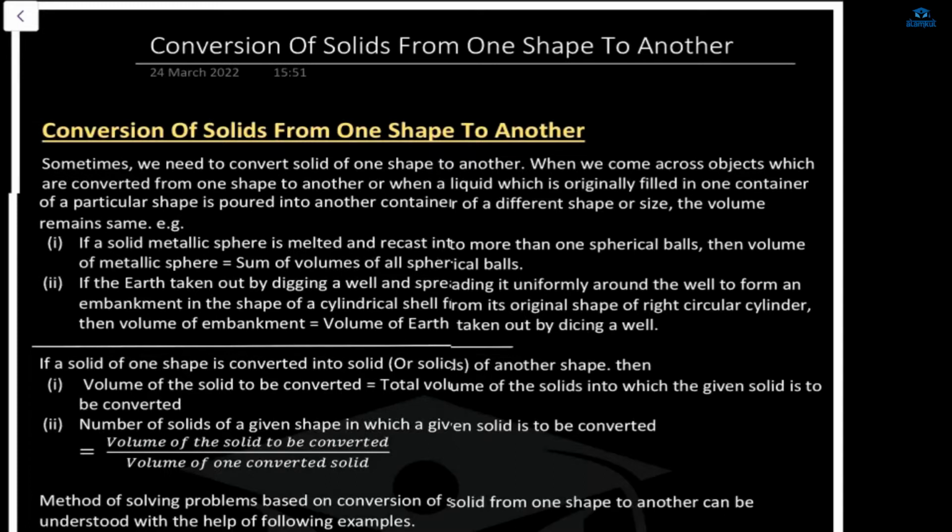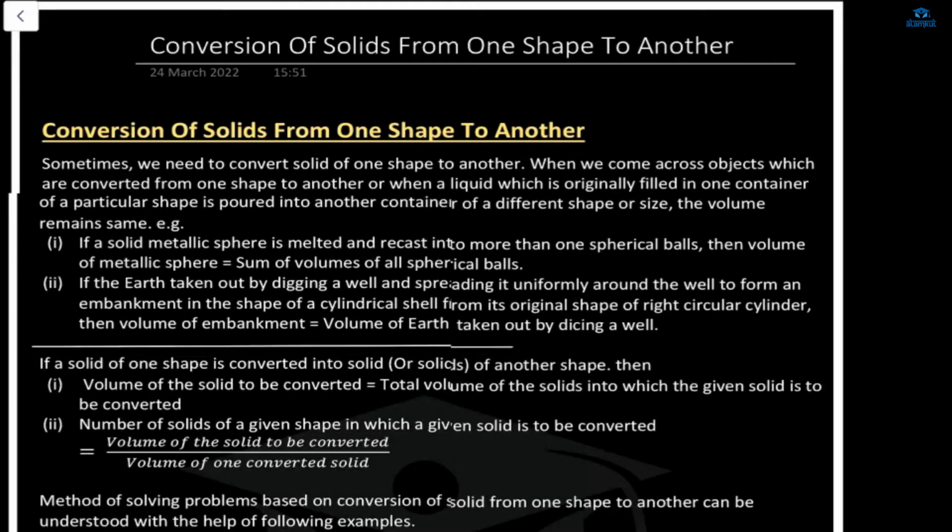Now we have come to the second topic of the same chapter, that is conversion of solid from one shape to another. Many times when you want to drink water, the water is not directly in your glass. It may be in a jug or some container, and you transfer the water to your glass. The jug is cylindrical or some other shape, and when you pour the water, the volume of the water remains the same, but the shape of the water changes.